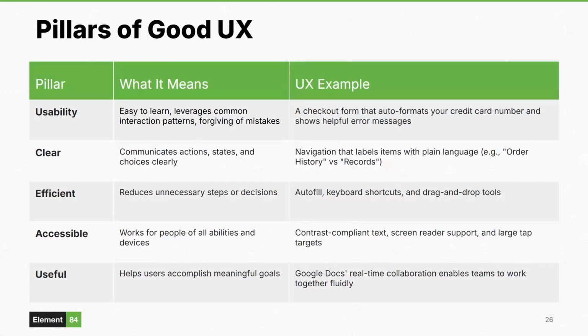So a couple of examples, because I know I'm throwing five words in front of you. For usability, a good example within a digital platform is a checkout form that auto-formats your credit card number and shows helpful error messages. The next, for clear, is the difference between a navigation system where you have order history versus records. We're splitting hairs there, but that's where some of this clarity comes into play, and it's very situational to your use case, your application, or the problem you're solving. And then we have efficient: autofill, keyboard shortcuts, drag and drops. We can do performance time under that as well.